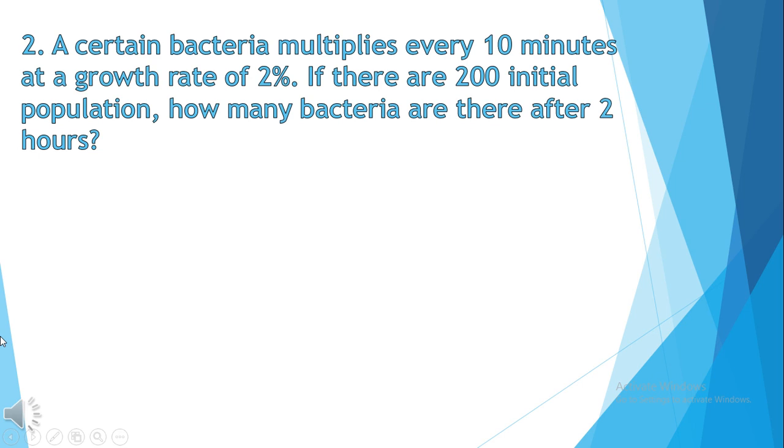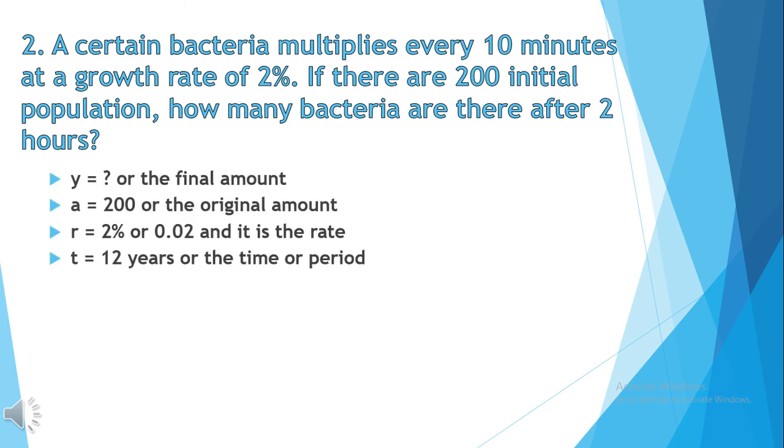Number 2. A certain bacteria multiplies every 10 minutes at a growth rate of 2%. If there are 200 initial population, how many bacteria are there after 2 hours? In this problem, it is the same problem as the last one, number 2, but this is an exponential decay function. We need to get the given values, then do the substitution method. Y is equal to question mark or the final amount, a is equal to 200 or the original amount, r is equal to 2% or 0.02 or the rate, and t is equal to 12.